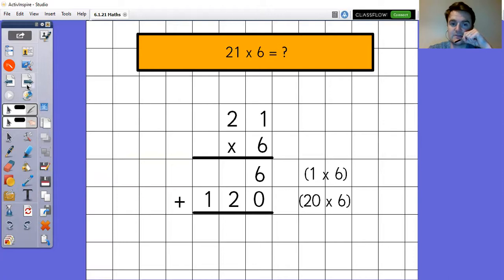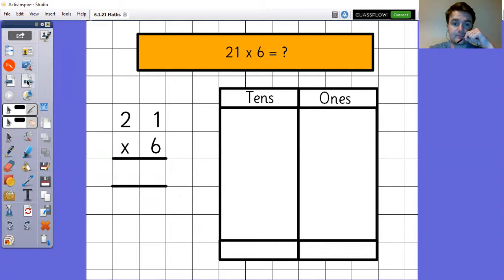Now I need to add those together. 6 add 0 is 6. 0 add 2 is 2, 0 add 1 is 1, which gives me 126 again. I like this method because you can visualize and see it. It's very, very similar because what you'll find is that whenever you're multiplying by a multiple of 10, you will always have a 0 here. So that part of our sum is always going to be nice and easy. But it's quite a good visual way of seeing it.